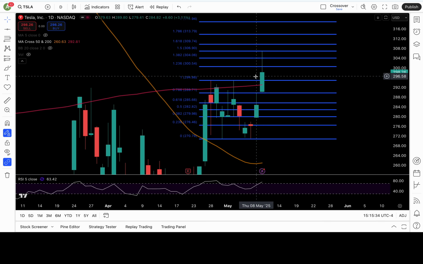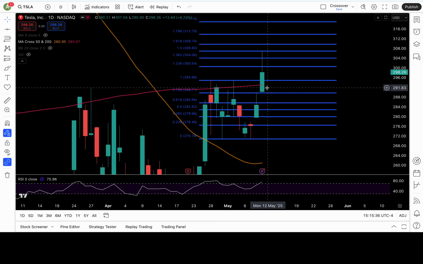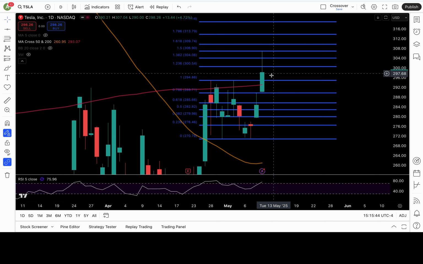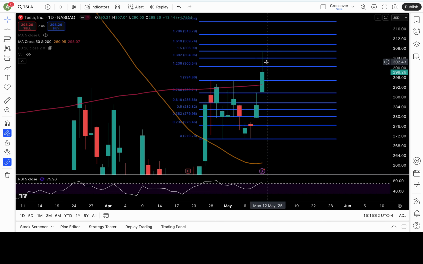Now, Tesla, with the big explosion, recaptured the 200 daily moving average and cleared the fib level. This double top is canceled. If we are to keep going, I have resistance at 299 and 300.5. If those clear, 302, 304, 307 would be in play. Above 307, we could definitely keep going up to 309, 311, 313 plus.